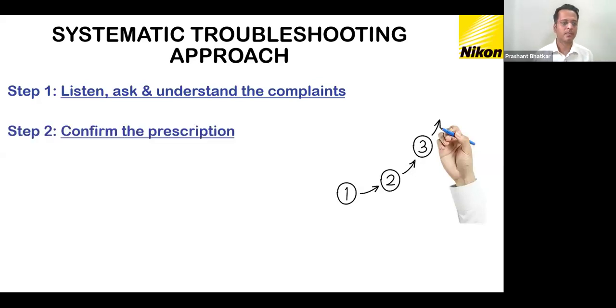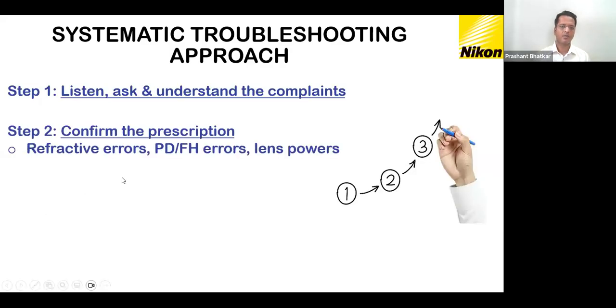Once you know you've understood the complaint, then of course you confirm the prescription. You check whether whatever was ordered is there in the glasses. This happens a lot of times with single vision lenses, that the lenses ordered were -5 with -2 at 90 degrees, and the lenses are made at -5 with -2 at 70 degrees or whatever. It could be any other problem. This can happen. We are all humans, and there is always a possibility of human error, that the glasses are not made as per the prescription. So check whether the glasses are made as per the prescription.